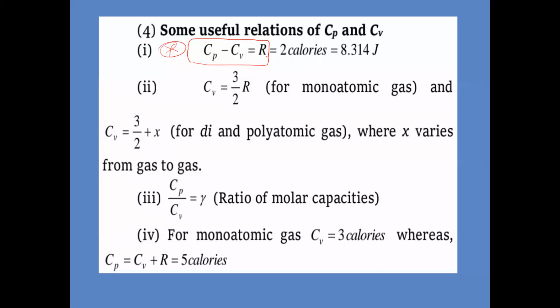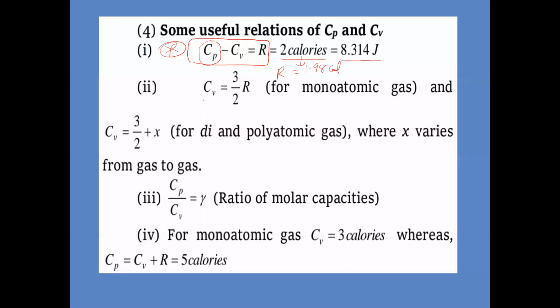The R value generally will be 8.31 joules or 2 calories. 2 calories means exactly it is 1.98 calories, so we have rounded to 2 calories. Otherwise, in joules, if you want to mention, 8.314 joules. So molar heat capacity at constant volume and constant pressure are related as CP minus CV is equal to R. R is the universal gas constant.